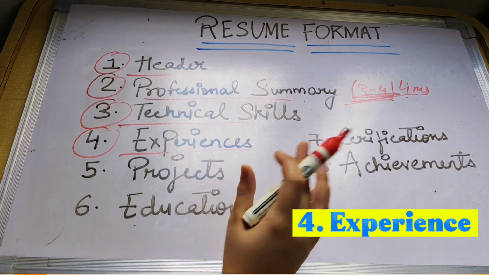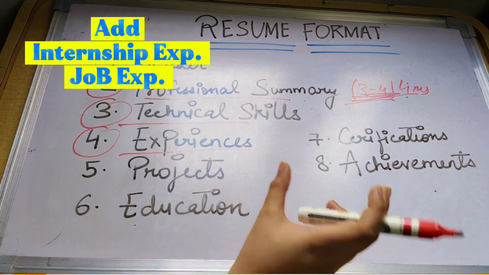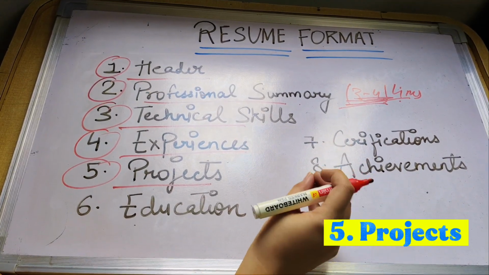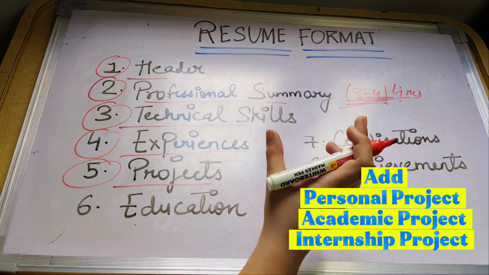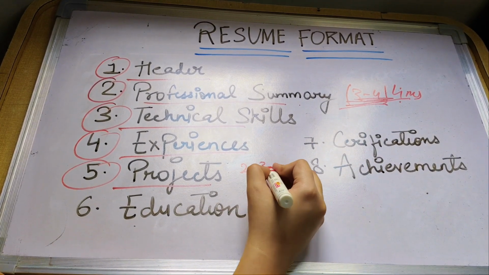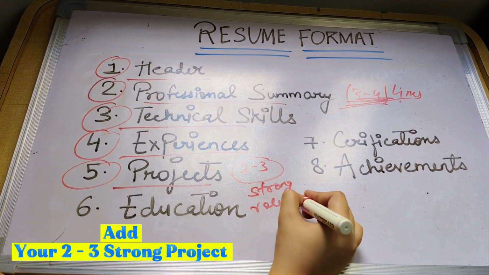Number four, experience. In experience, you have to add what internship you have done, what experience you have in your particular domain or role. Next, projects. Whatever projects you have made throughout your years, your personal projects, your academic projects, your internship projects, you can add here. But you have to add only 2 to 3 projects that are strong and relevant to your domain.